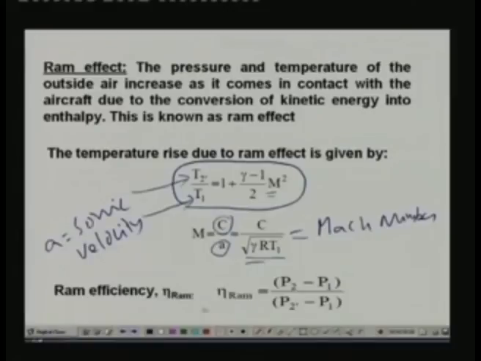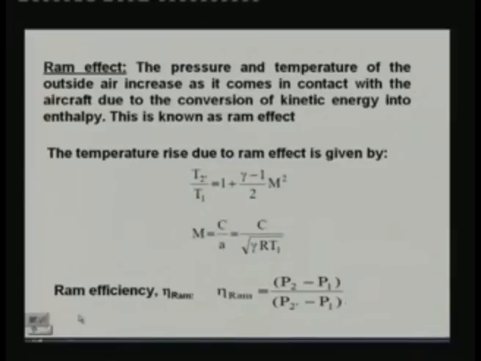Because the ram process is not strictly isentropic, you can define a ram efficiency as the actual pressure rise divided by the pressure rise if the process is isentropic. So we have the ram temperature rise during the ramming and the pressure rise during the ram process.